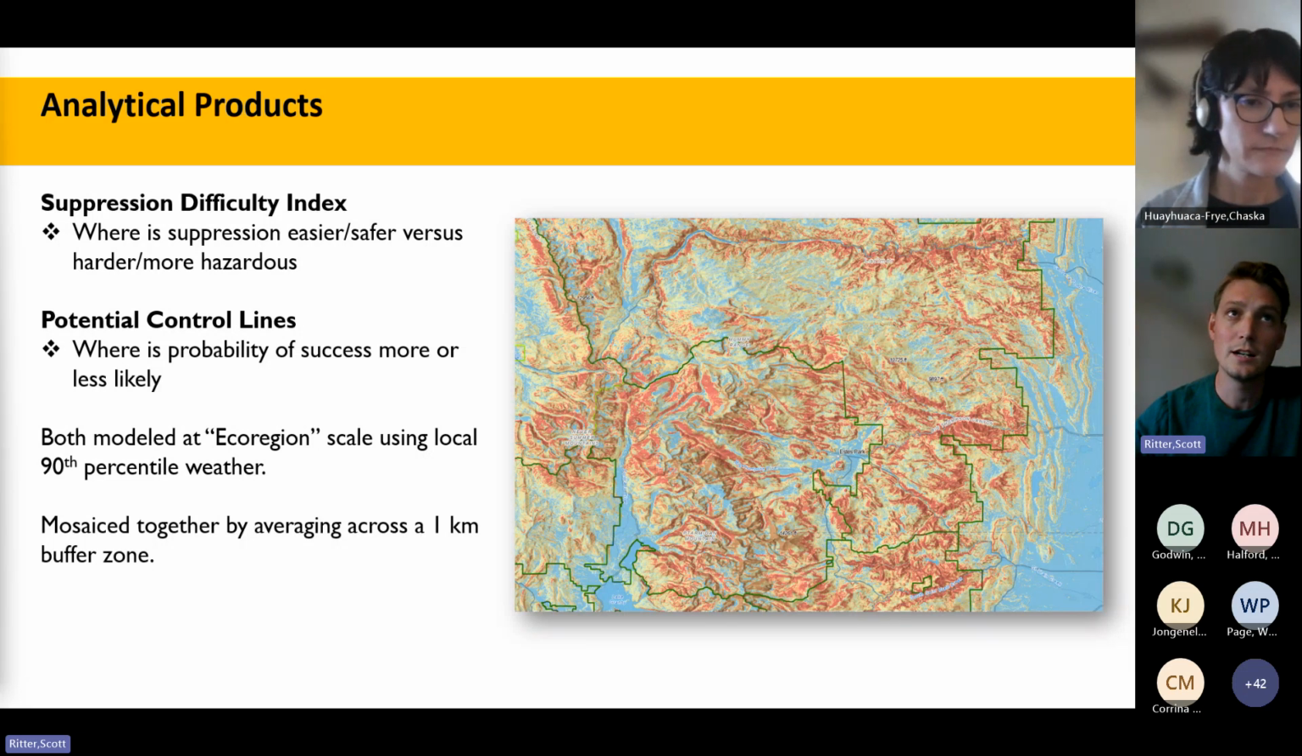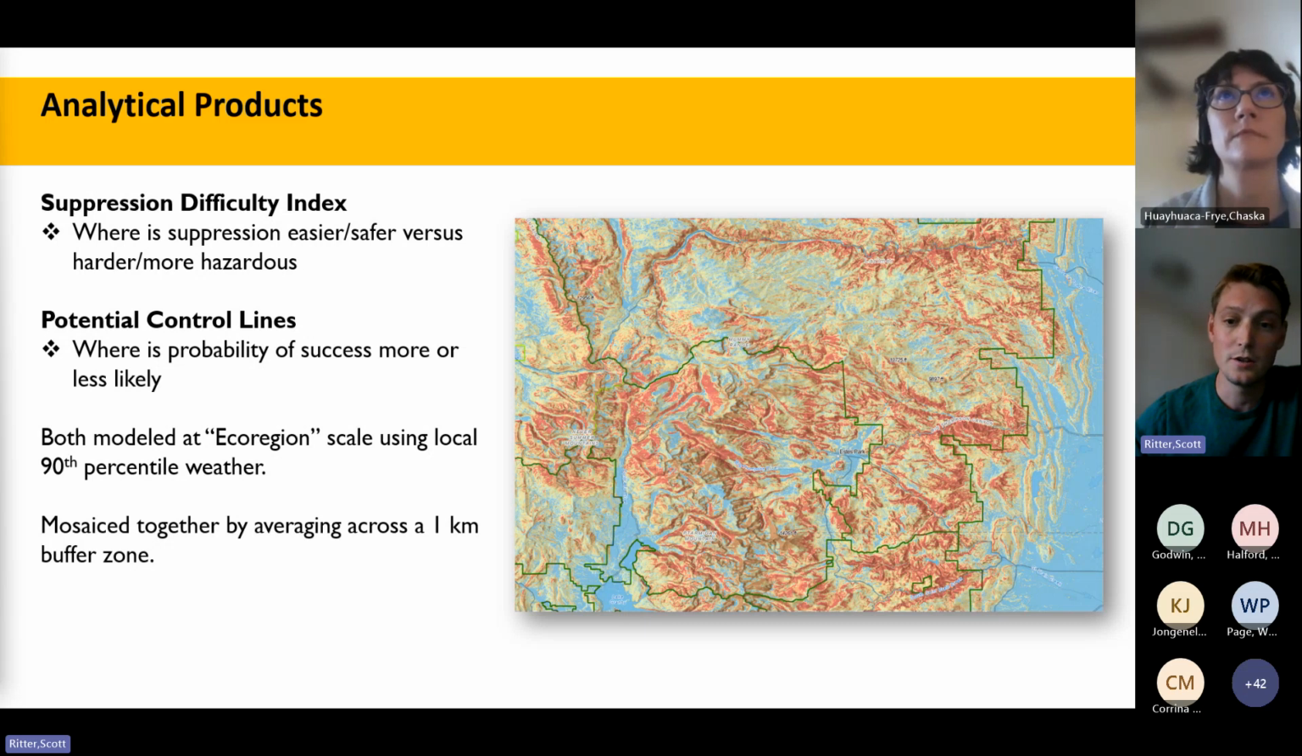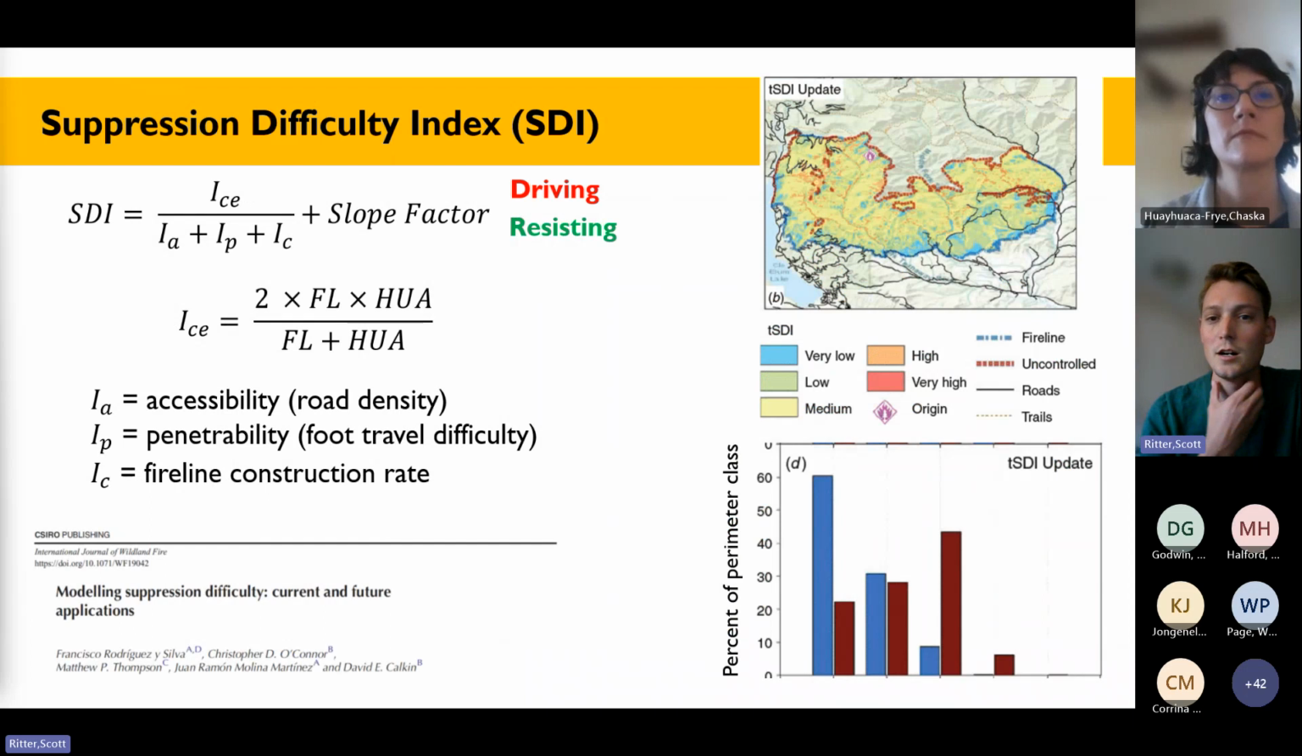And there's also the potential control lines or potential control likelihood analysis, which is showing where your probability of successfully containing the fire is a little bit higher. So as we'll see, these two things show us some different aspects about the landscape. Both of them are modeled at these large ecoregion scales that use the local 90th percentile weather conditions. So these are really large blocks. I think there's about 100 of them across the whole country that have coherent enough fuels and weather conditions that they're modeled as a unit. And then all of these ecoregions are mosaicked together to create these seamless rasters across the country.